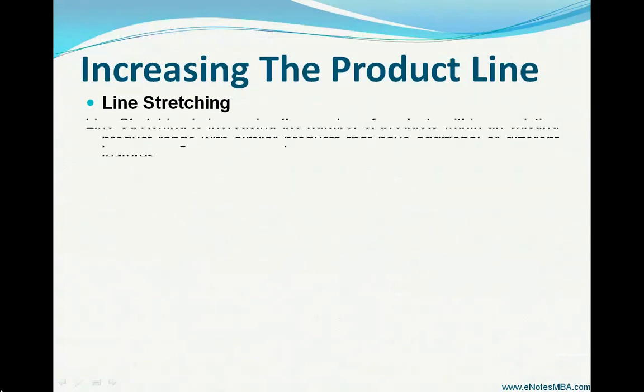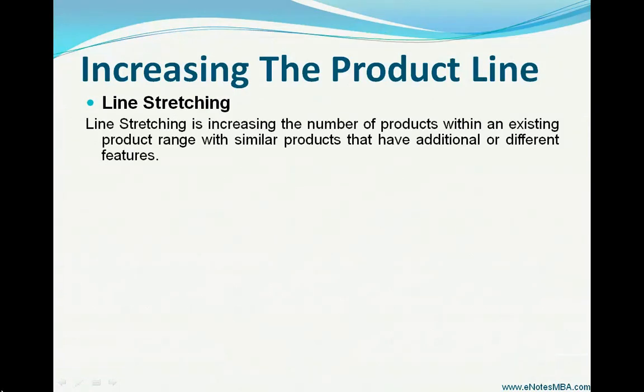Increasing the product line. Product line can be increased in 2 ways, and the first way is line stretching. Line stretching is increasing the number of products within an existing product range with similar products that have additional or different features. When a business has a well-established brand, it can use line stretching to expand its product line and help increase its market share without having to develop new products.